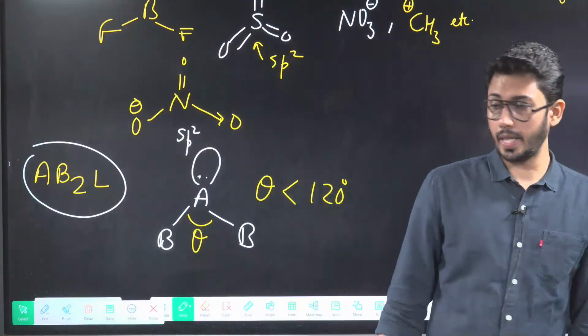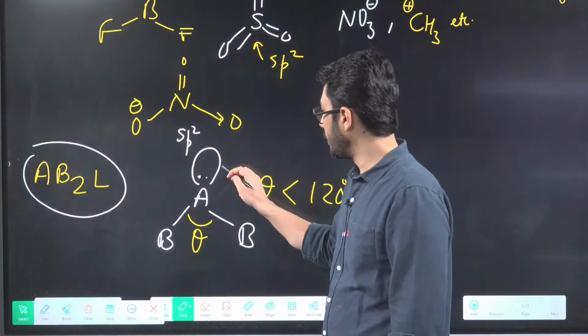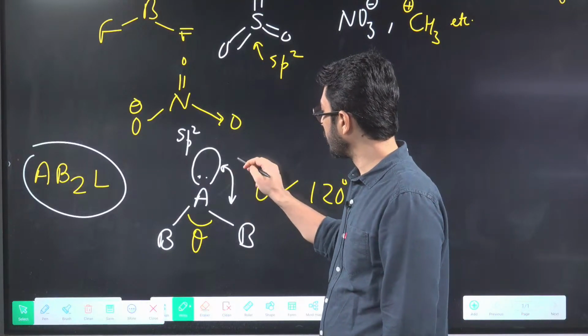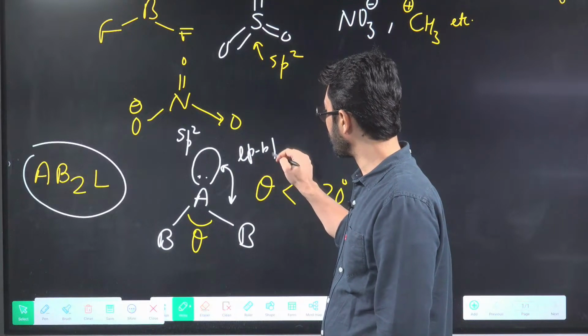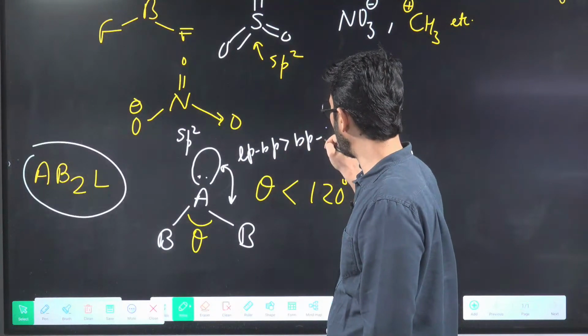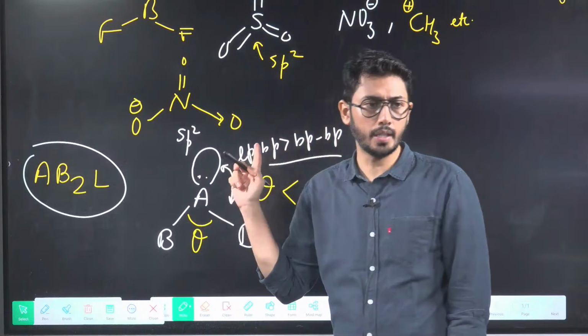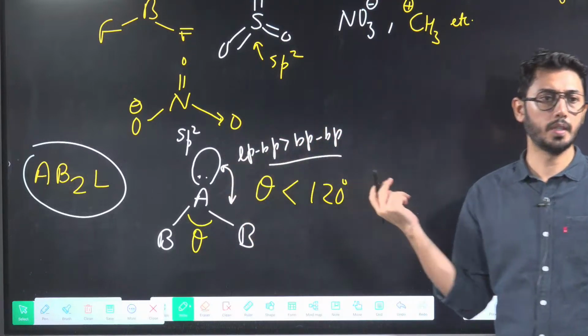What is the reason for that? Due to which factor dominating? Lone pair, bond pair repulsions, which are greater than which repulsions? Bond pair, bond pair repulsions. Already you underlined it. You can mention here also.